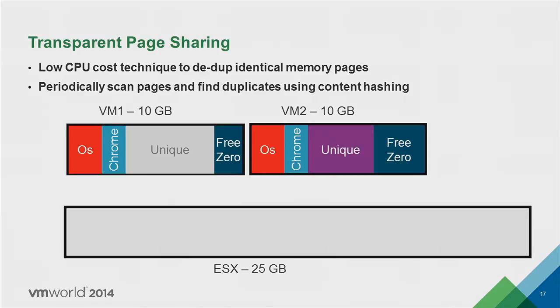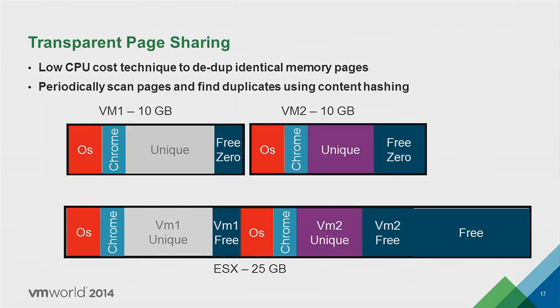So transparent page sharing is like, say that in this case we have 2 VMs and they are running Windows 8.1 or something like that, identical OSs, and they have identical applications, the same version of Chrome running inside. Now initially, ESX has 2 copies of the OS and the Chrome, and normally a lot of guest OSs zero their free pages. So there is a lot of zero content on the physical memory.